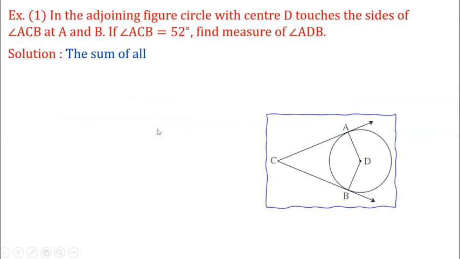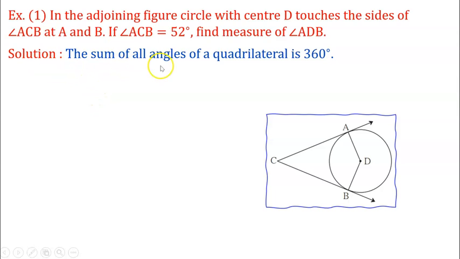Now solve examples. In the adjoining figure, circle with center D touches the sides of angle ACB at A and B. If angle ACB is equal to 52 degrees, find the measure of angle ADB.